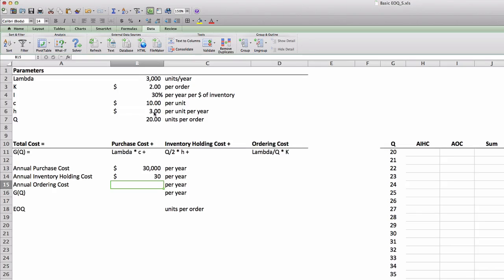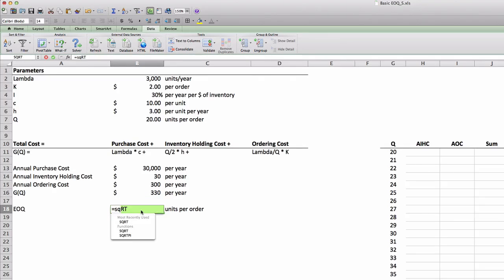Our annual ordering cost then is simply the number of orders we will place over the course of the year, lambda divided by Q, multiplied by the cost of placing a single order, which is K, in this case $300. G of Q, our total cost, then, is the sum of these cost components. And again, for now, I will simply ignore purchase costs and focus on inventory holding costs and ordering costs only. So my G of Q will simply be annual inventory holding costs plus the annual ordering costs for a total of $330 per year.